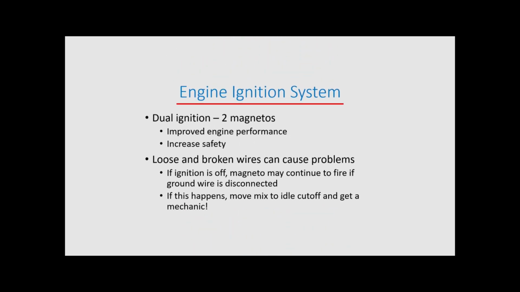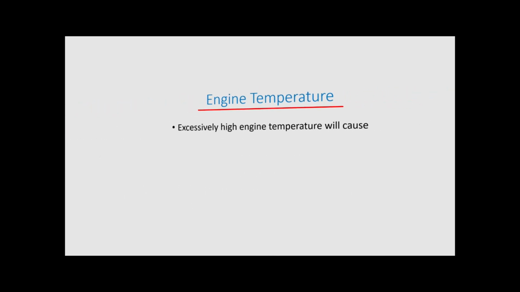The engine ignition system is a dual ignition system. It has two magnetos. This improves the engine performance and increases safety. Remember, loose and broken wires can cause problems. If the ignition is off, the magnetos may continue to fire if the ground wire is disconnected. If this happens, move the mixture to idle and then get a mechanic.